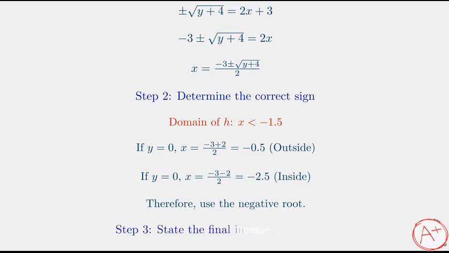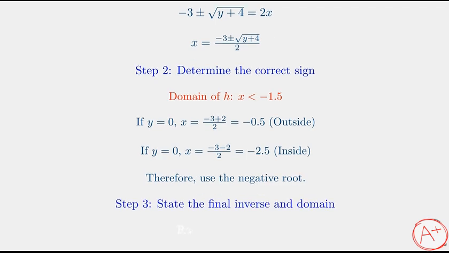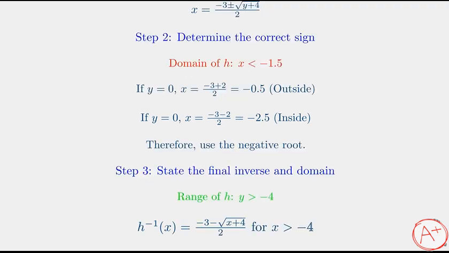To find the domain of the inverse, we look at the range of the original function. Since the vertex of this parabola is at negative 1.5, negative 4, and it opens upwards, the range is y is greater than negative 4. Therefore, the domain of our inverse is x is greater than negative 4.